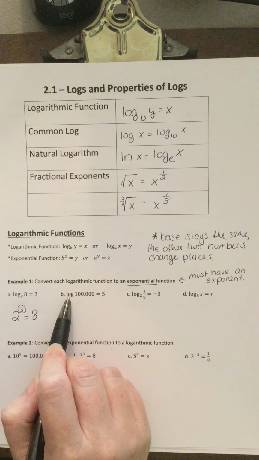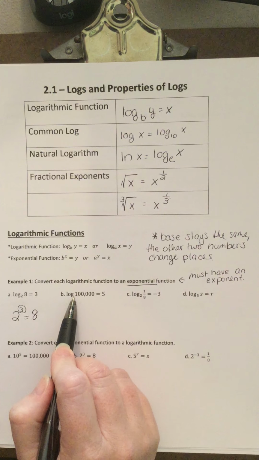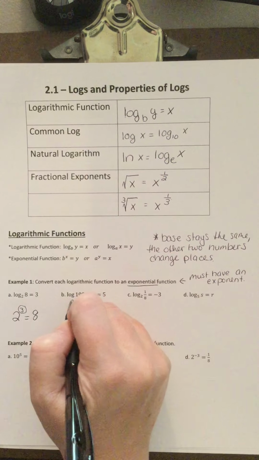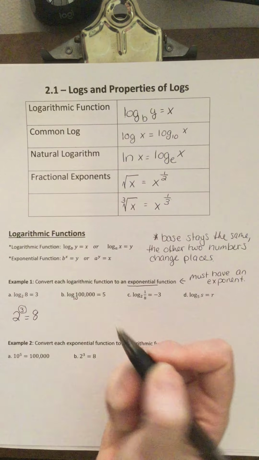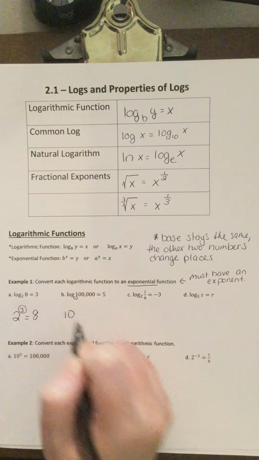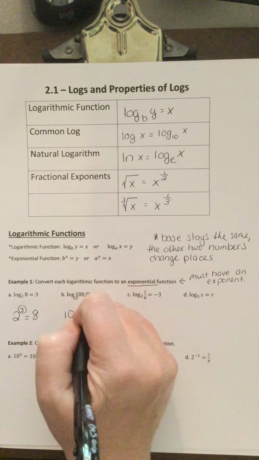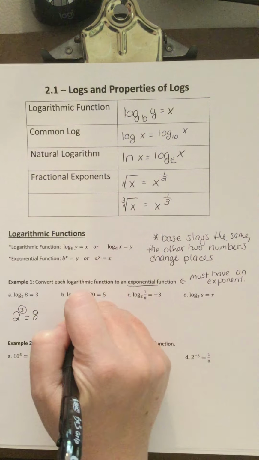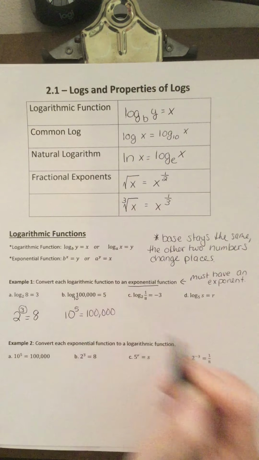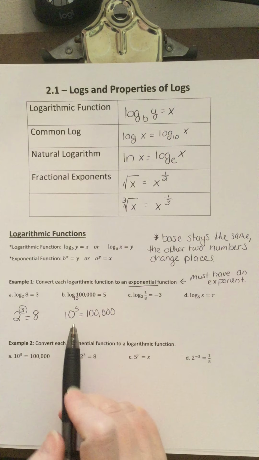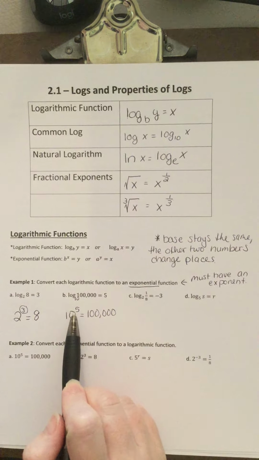All right, so letter B. This one doesn't have a base written down here, and so we can assume it's a common log up here. So that means it's base 10. All right, so our base stays the same. The other two numbers change places. So the 5 is going to become the exponent, and the 100,000 goes after the equal sign. And again, stop and think. Does that make sense? Yeah, 10 to the 5th power is 100,000. That works. That makes sense.